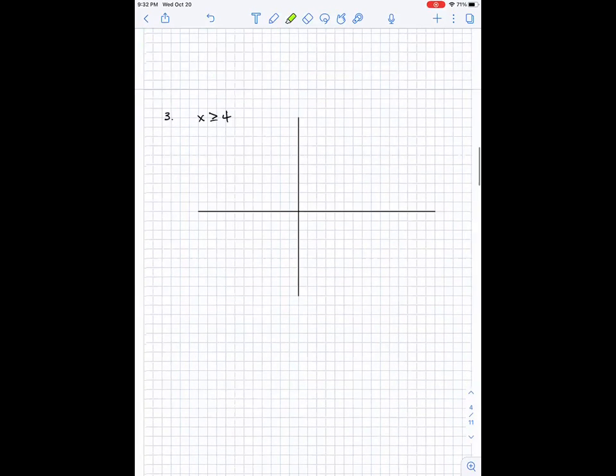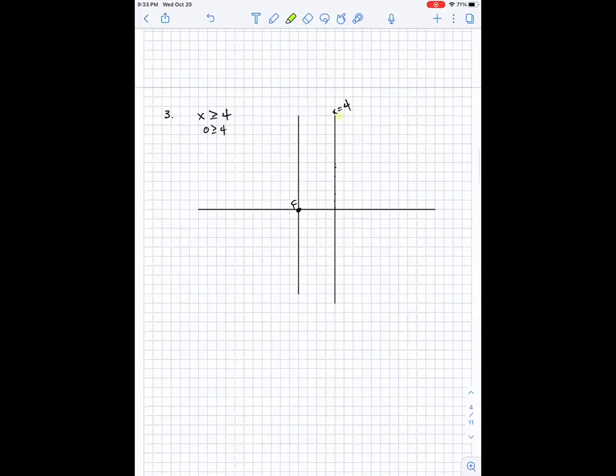X is greater than or equal to 4 is still a linear inequality. X is equal to 4 is a vertical line. No matter what your y is, your x is equal to 4. So you get all of these points here that go together and make a line. We're going to use a solid line because the 4 is going to be included. I'm going to label this just so it looks different than our y-axis. If I test a point, 0 is greater than or equal to 4. That's not true. So this point here would be false, and we want to shade the other side.